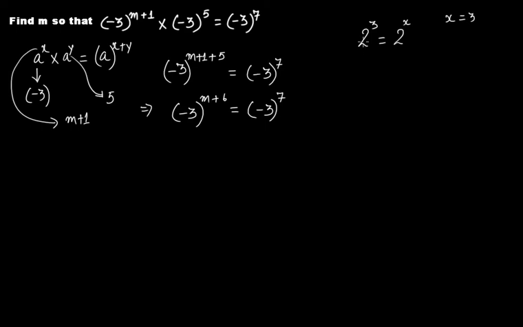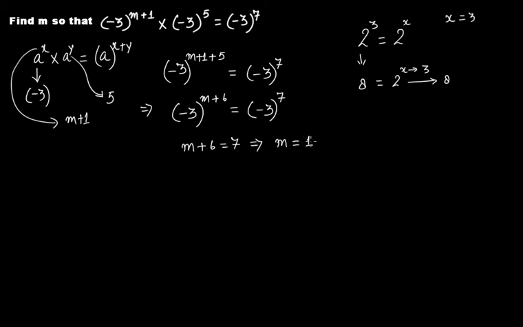And why? Because if 2^3 is written in the form 8, right, then this is 2^x. Now what should be the value of x so that 2^x becomes 8? Of course this has to be 3, only then this value can become 8, right? It's something similar to this one. So m plus 6 has to be equal to 7. From here you get m is equal to 1.